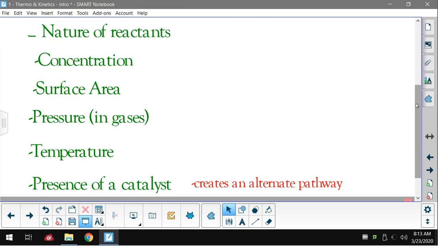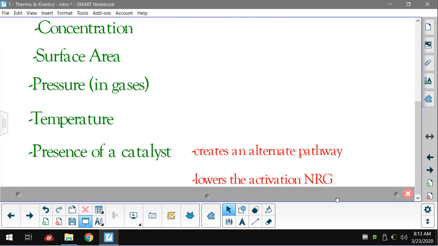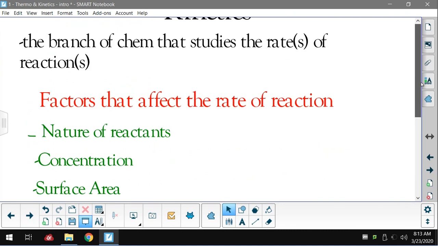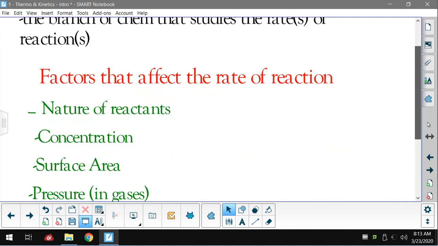And then the last one here is a catalyst. If you have a catalyst in your reaction, that creates what's called an alternate pathway, and we looked at that in the last lesson. That catalyst lowers the activation energy, the amount of energy needed to make that reaction occur. So if it has lower activation energy, it will go quicker than a reaction with higher activation energy. So you throw a catalyst into a reaction, that will increase the rate of reaction. All of these things here are factors that affect the rate of the reaction.